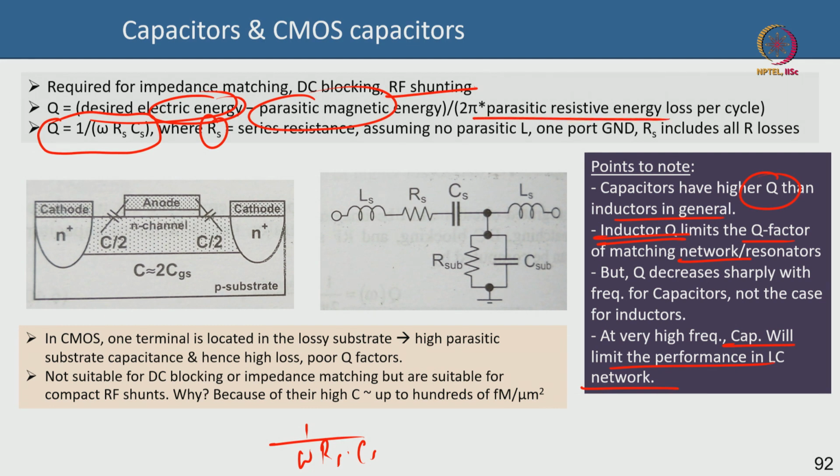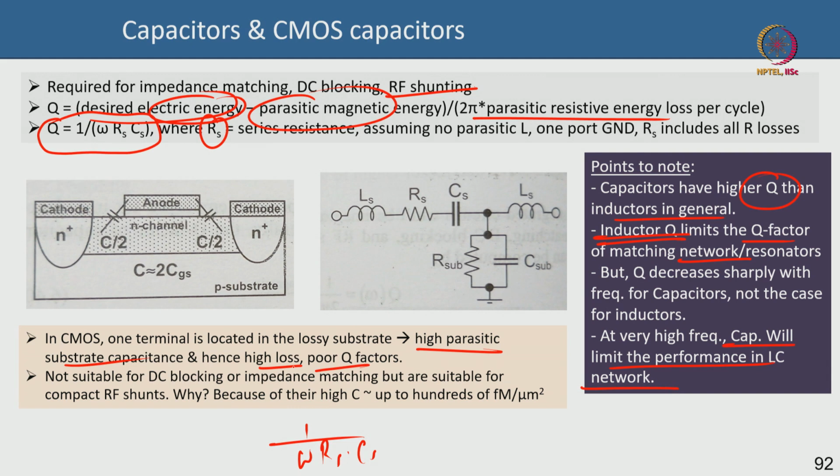Now if I look at CMOS, again we are talking about a lossy substrate, and that is terrible. When you have a lossy substrate you have a high parasitic coupling, so there you have a huge quantity of parasitic substrate capacitance that comes because of the lossy silicon substrate, and that leads to a poor Q, high loss.